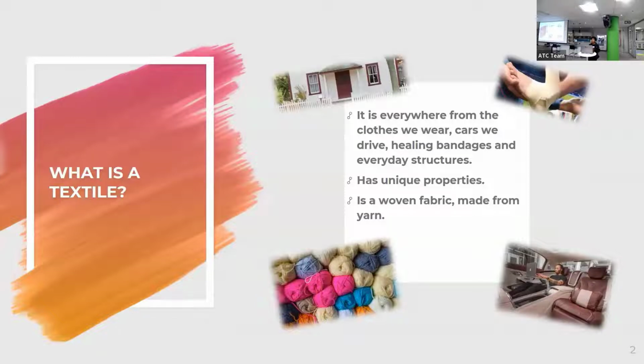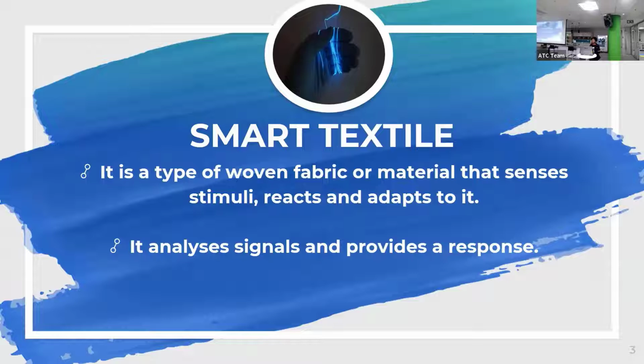A textile is just a fabric. It is everywhere. It can be found in the clothing we wear every day, the cars we drive, and the band-aids we use for healing. So each fabric is carefully chosen for its unique properties in order to be used as a textile. And this fabric is made from yarn, and yarn is a type of wool that is processed.